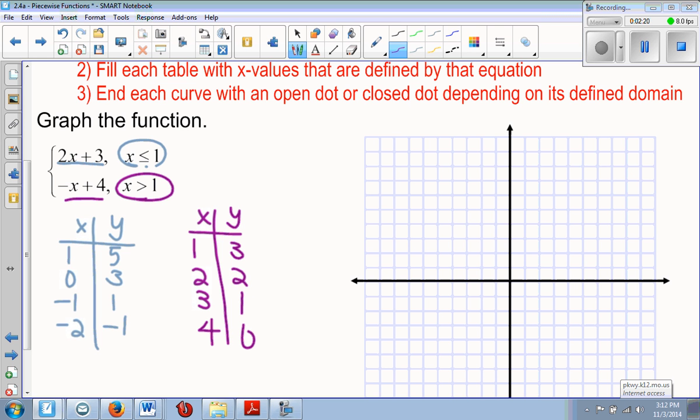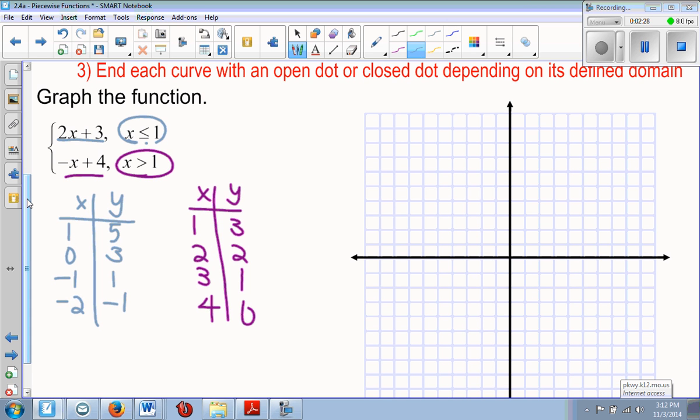So what are we going to do now once we've got our two tables of values? Well, we're going to graph the points. So let's start with our top equation. If I graph 1, 5, I get my first dot, and then 0, 3, and then negative 1, 1, and negative 2, negative 1. And so if you notice, this equation is represented by anything less than 1, which means that as I connect my dots, I'm going to continue past my last dot and show that my line keeps going.